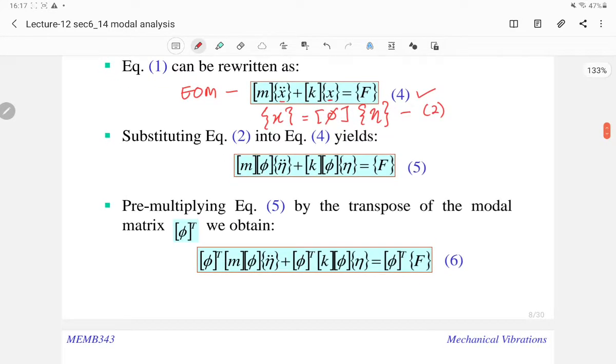Here you have these 2 into 4, so you get this equation. You can see all the expressions here. Everything in terms of this is your x double dot, and this is your x. So we have substituted directly, and then you pre-multiply by the transpose of the modal matrix, and we obtain as such.